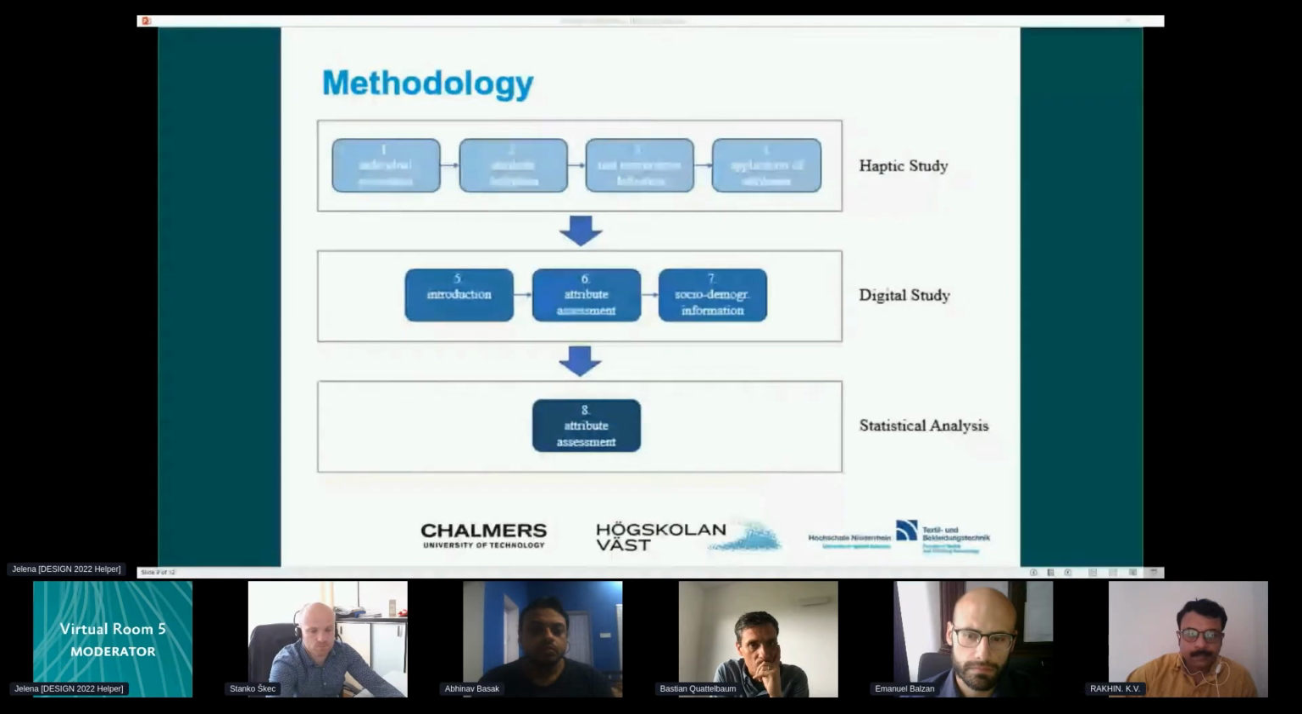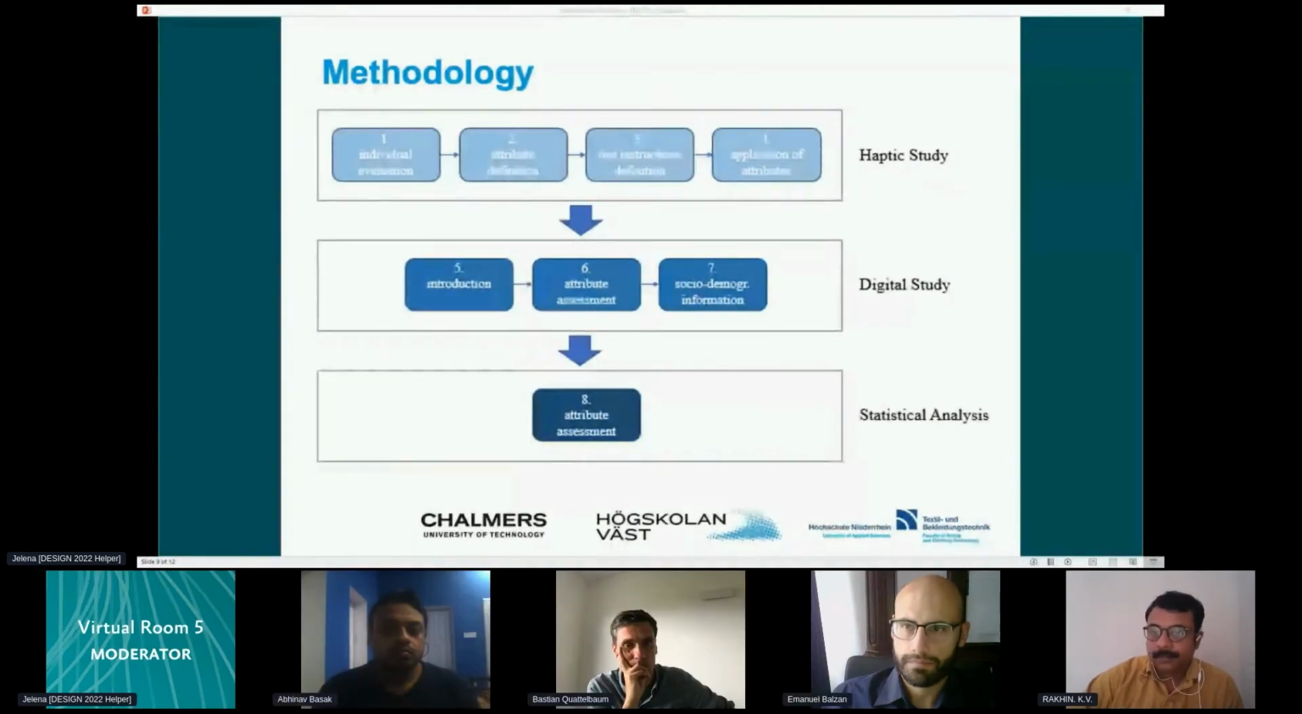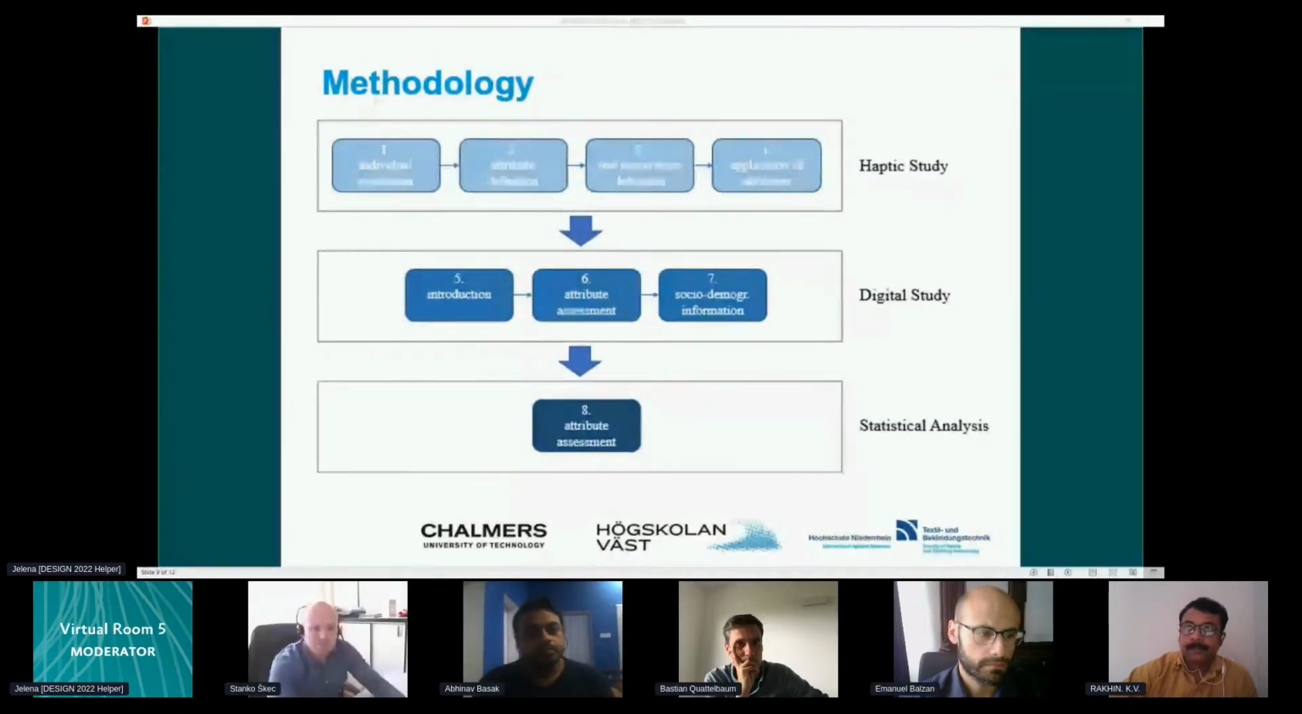To tackle this challenge, we proposed the following methodology. First of all, we did a haptic study with a smaller group of people, around 10, and we wanted them to individually evaluate materials haptically. They should define attributes, they should define test instructions, and they should check that the attributes are working.